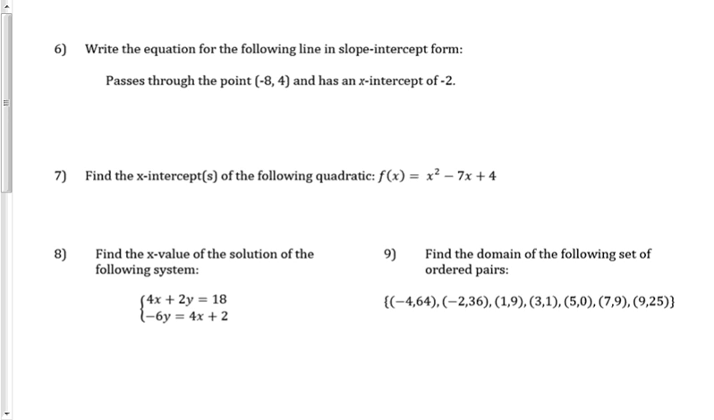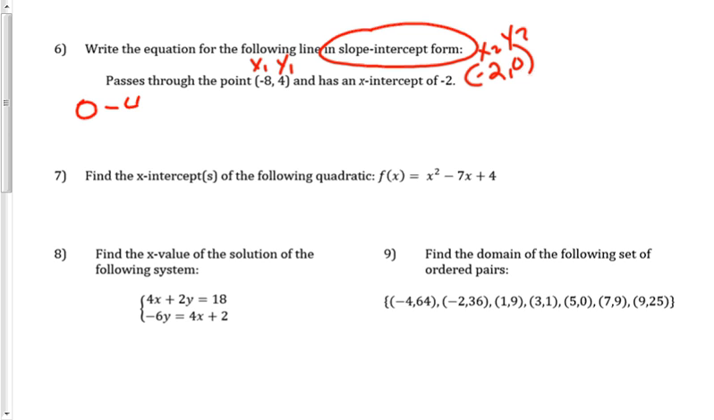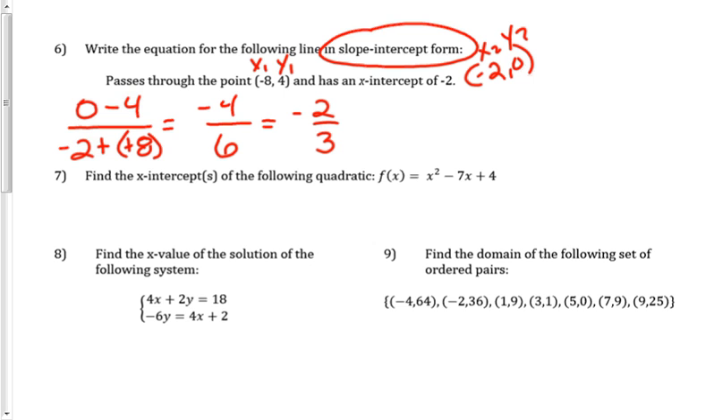Number 6, we want to write the equation in slope-intercept form. So we need to start with the slope. So we've got a point -8, 4 and an x-intercept of -2. I'm going to rewrite that as a point so that I have x1, y1, and x2, y2. So we can start by finding the slope. So 0 minus 4, y minus y, over -2 minus -8. That gives me -4 over a +6. Remember that minus a negative turns into adding a positive. So I'm going to simplify this to get -2/3.